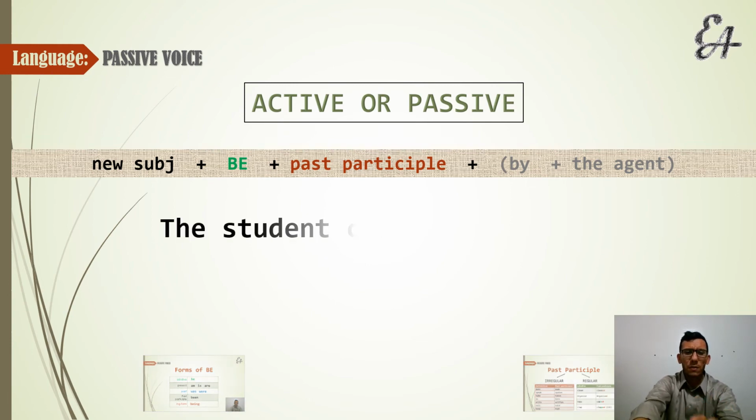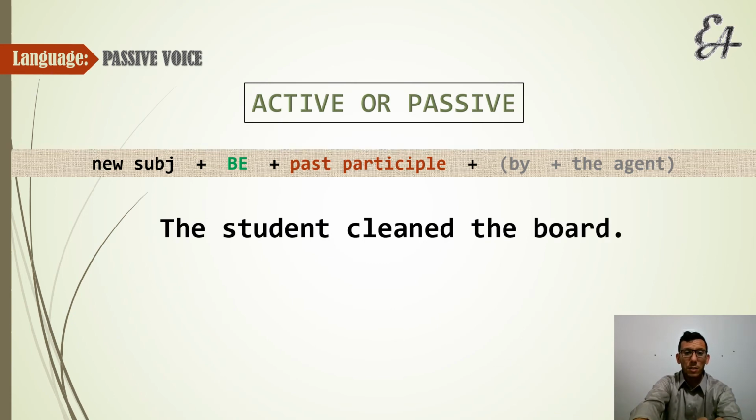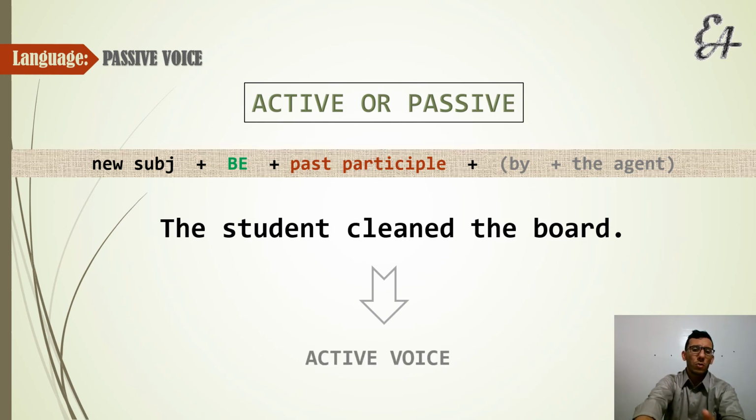Let's see this example: The student cleaned the board. We compare it to the rule. The student is the subject, cleaned is the verb, the board is the object. Here we don't have the verb to be, so cleaned is not a past participle, it's the past simple of the verb clean. So this is of course not passive, it's active. This is easy. Now I'm going to give you time to continue the drill by yourself.